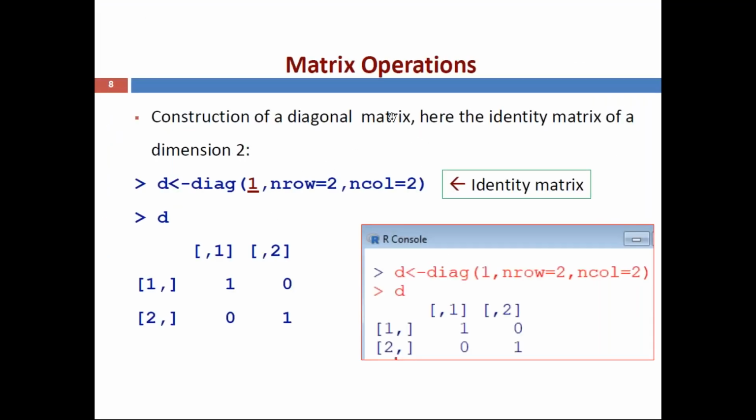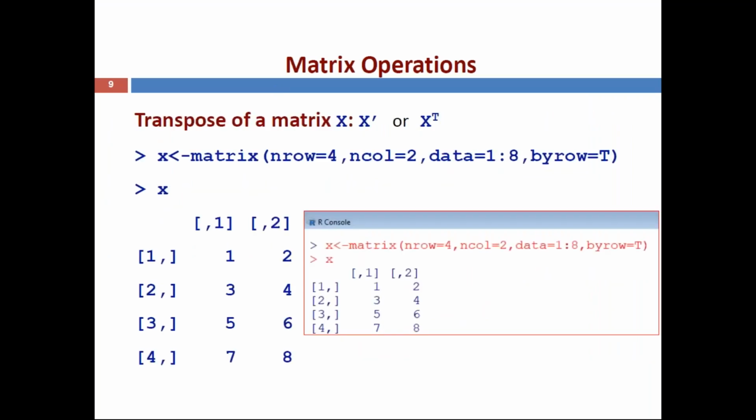This is one of the operations, how to find a diagonal matrix using our software. Then coming to another operation, how to find the transpose of a matrix. This is another important operation. The transpose of a matrix X is denoted by X dash or X power T. In R software, this can be defined by using the function t of.